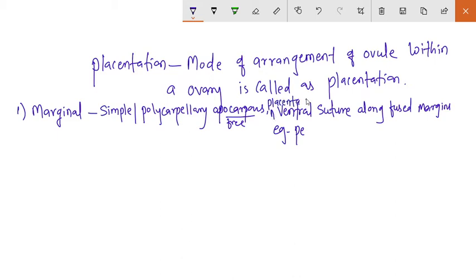Placenta at the ventral suture along the fused margins. Okay, example: pea. Simple polycarpellary apocarpous. The ovary must be simple polycarpellary apocarpous, free, and the placenta should be at the ventral suture along the fused margin. Example: pea.